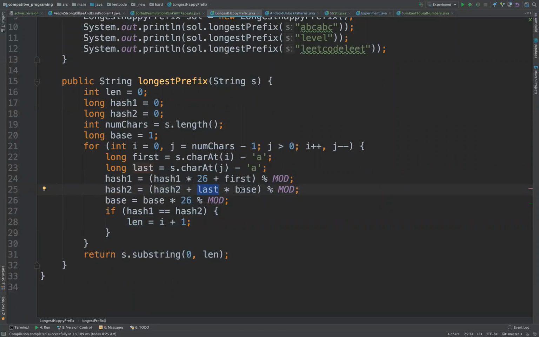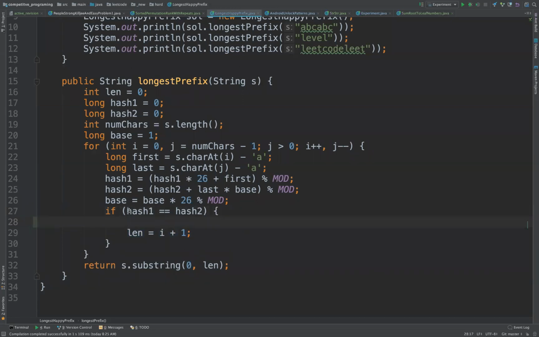No, base is basically a power of 26. Oh yeah, okay. We keep it increasing. Base is for the reverse hash, the backward hash. Got it. Here, this collision we are not taking care of. In this problem on LeetCode, the test cases were poor, so this passed the problem. But it's worth mentioning in an interview that we have to handle the collision.